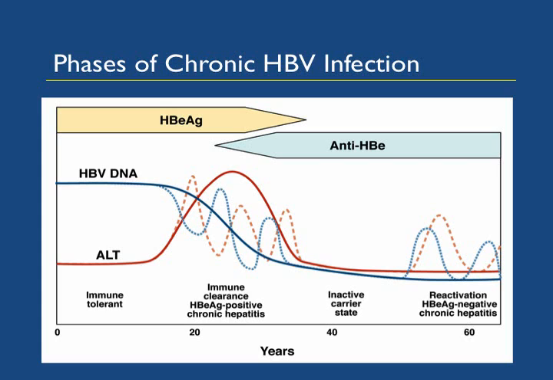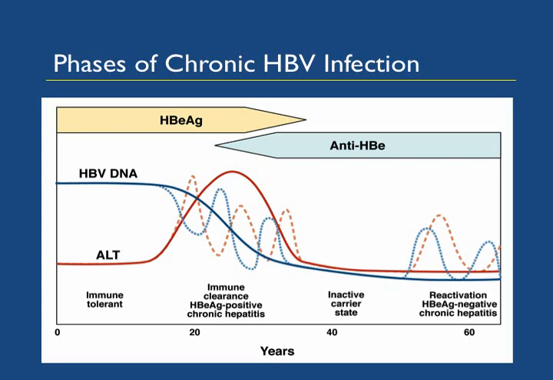But the phase of immune clearance, or e antigen positive chronic hepatitis, sometimes can go on for a long period of time, and the patients would then suffer significant liver injury. After E to anti-E seroconversion, the DNA level goes very low, oftentimes less than 1,000 international units per ml, and the liver enzyme is oftentimes normal. And we say that these patients are now inactive carriers.